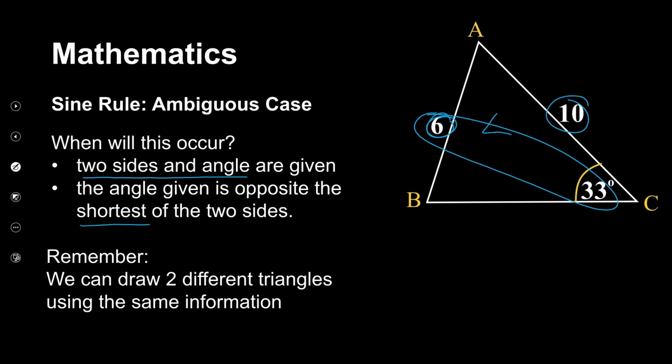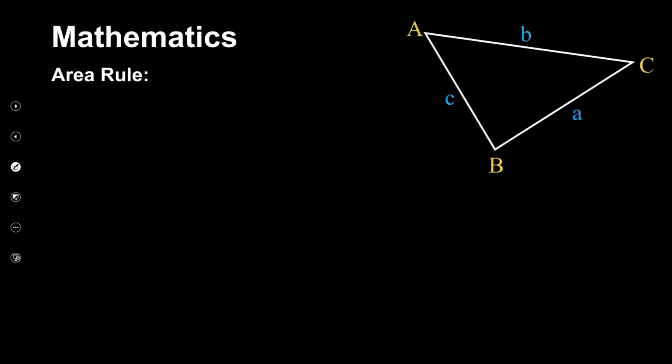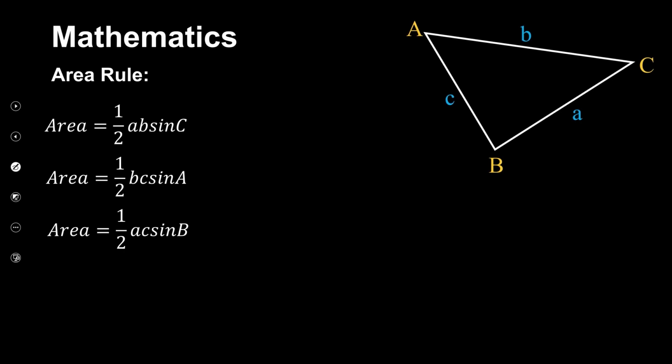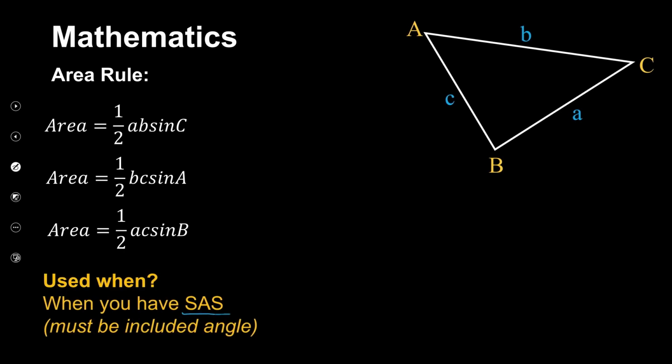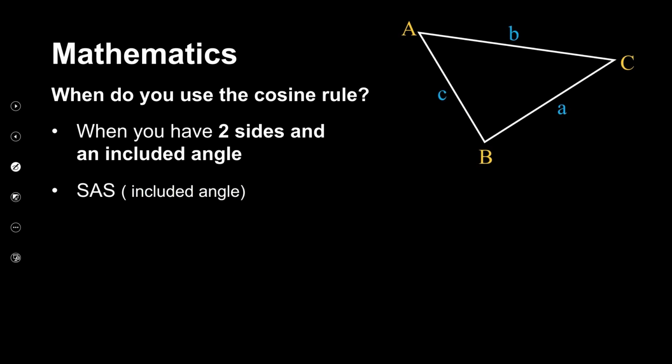Okay, our area rule: half AB sine C, half BC sine A, and half AC sine B. And you use the area rule when you have side, angle, side. Again, remember, we're looking for that V pattern. So a side, an included angle, and a side.